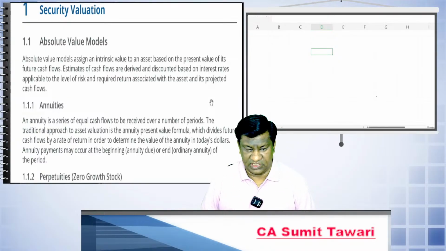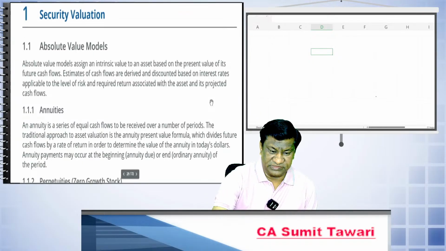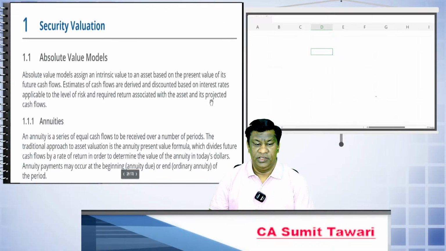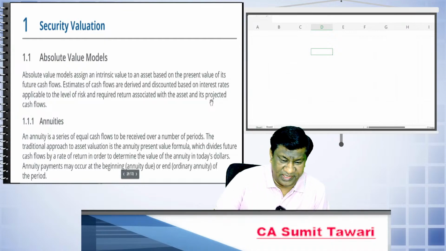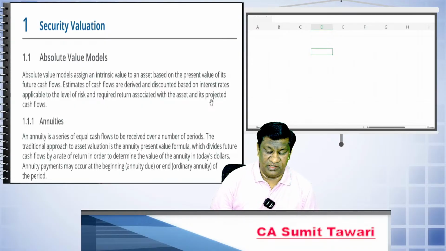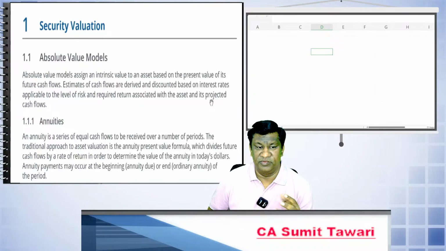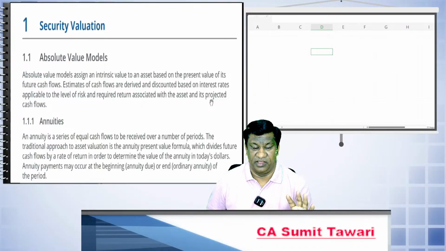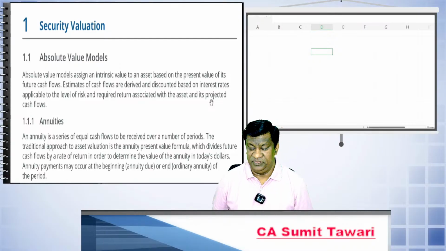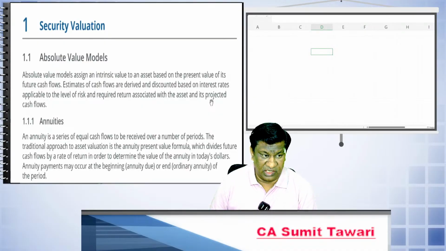Okay, so we'll start now. Today we start with security valuation, the absolute value model. Whenever you are valuing an asset, say in the market I know this property sells for this much, then the valuation of the asset on the basis of the market is what we need to consider as an absolute value.